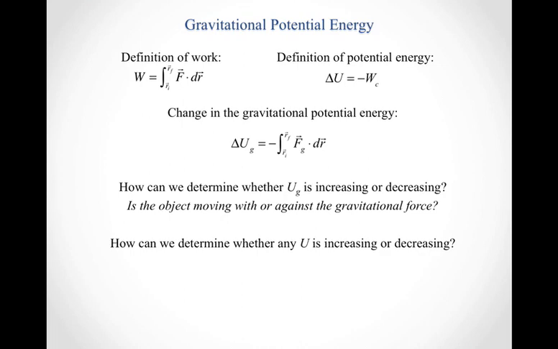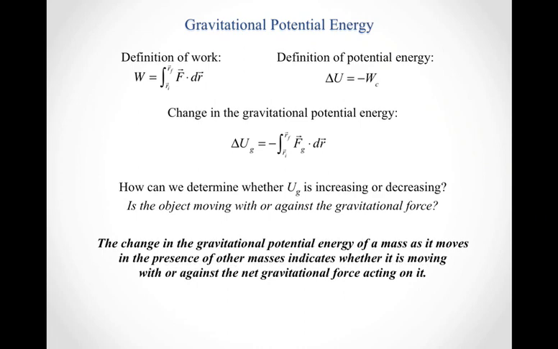Because one of the things that hopefully you've taken away from the class at this point is when the question arises, how can we determine whether any potential energy is increasing or decreasing? The answer to that is, well, is the object moving with or against some conservative force? If it's moving against the conservative force, then the potential energy will increase. If it's moving with the conservative force, then the potential energy will decrease. What we can conclude from that then is that the change in the gravitational potential energy of a mass as it moves in the presence of other masses, because that's due to a conservative force, has to indicate whether or not your mass is moving with or against the net gravitational force acting on it.